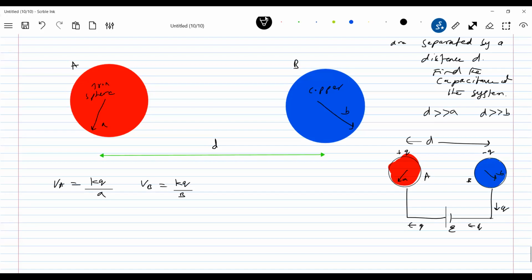Is it like this? Shall we write? No. Even when you connected a cell, they are interacting. So what is the potential of shell A, of this iron sphere A? KQ by A minus KQ by D. You have to look at this diagram. Without this diagram, no way you can get into the problem. What is the potential of point A? KQ by A because of this charge, minus KQ by D. Similarly, the potential VB equals minus KQ by B plus KQ by D.